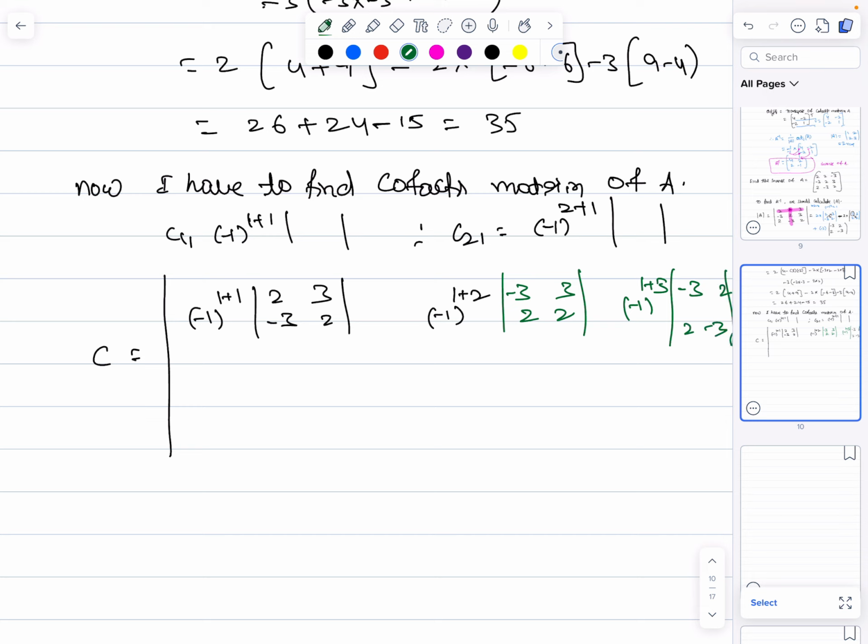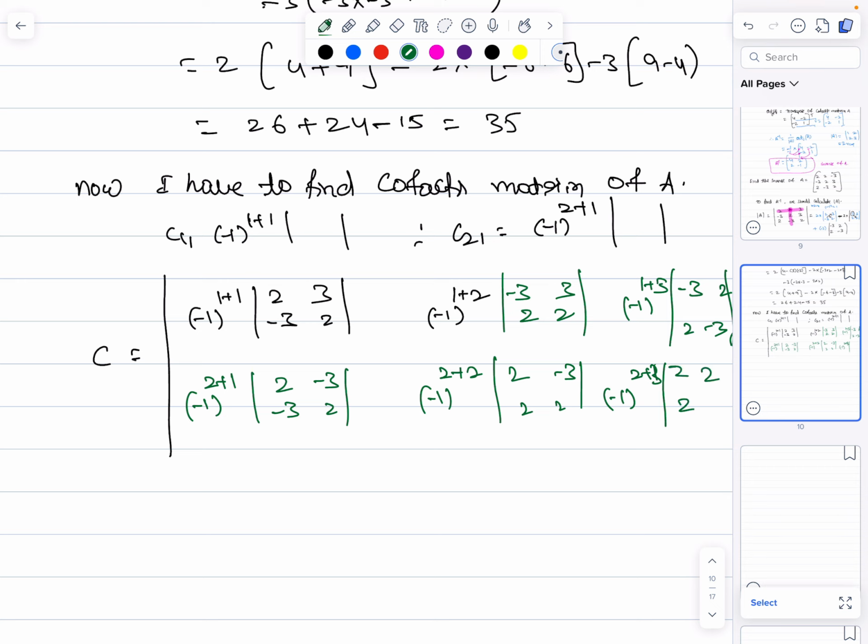And similarly, you are writing minus 1 second row first column. By ignoring the second row first column, you have a submatrix 2 minus 3, minus 3, 2, and then minus 1 whole power second row second column is multiplied with that minus 2, 2 minus 3, 2, 2, and similarly minus 1 whole power 2 plus 3, second row, sorry, third column, which is by ignoring 3 you have 2, 2, minus 3.